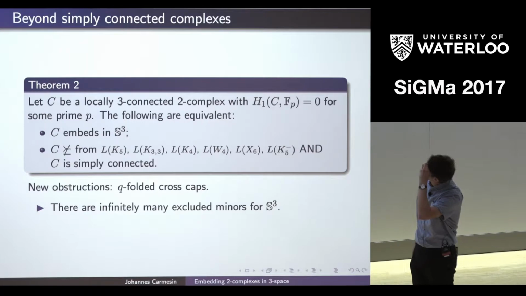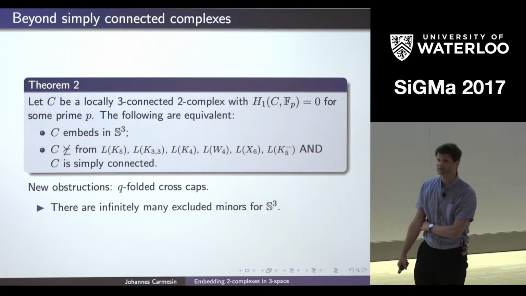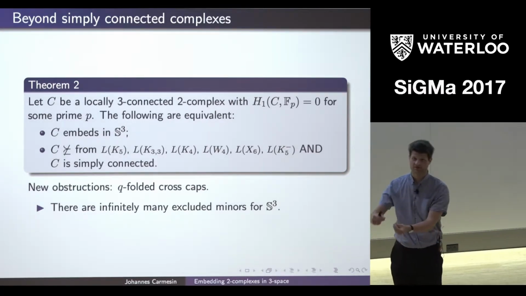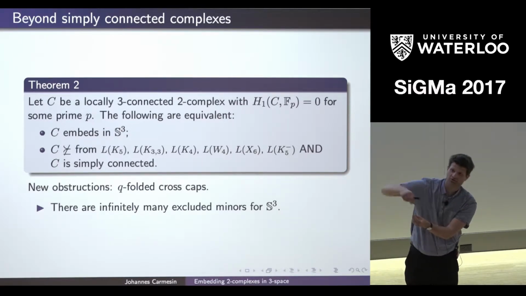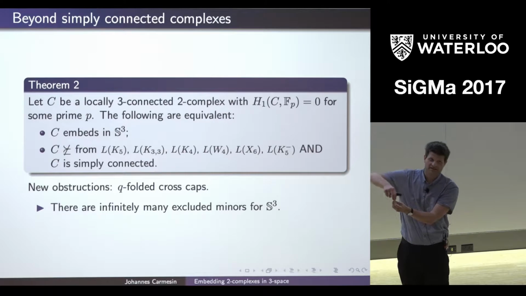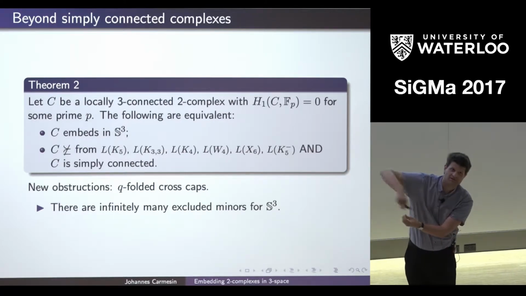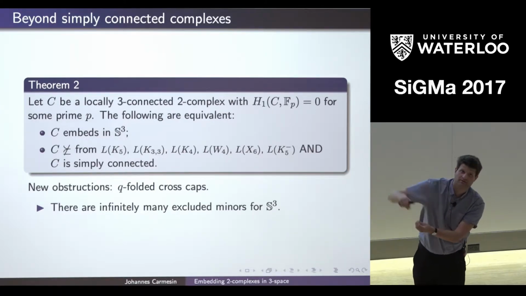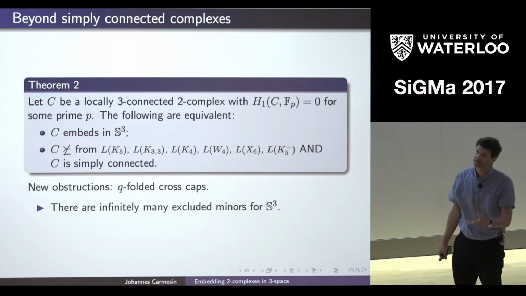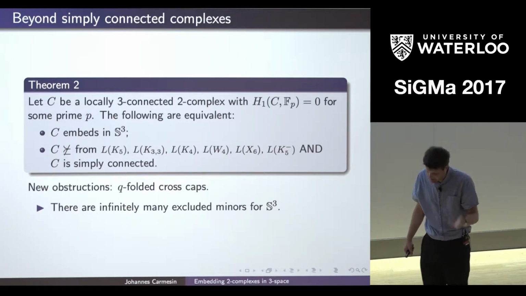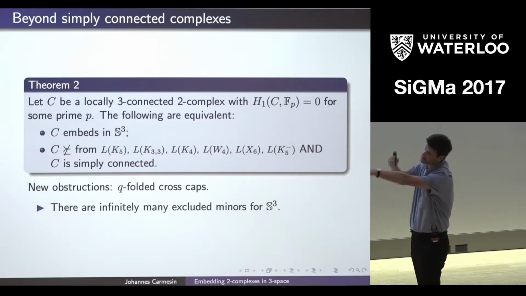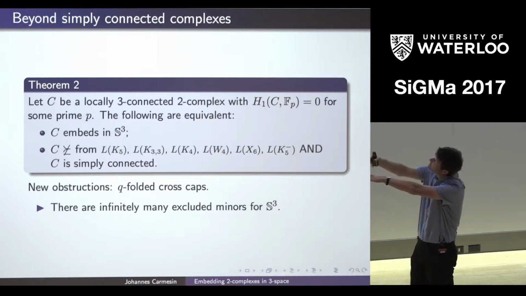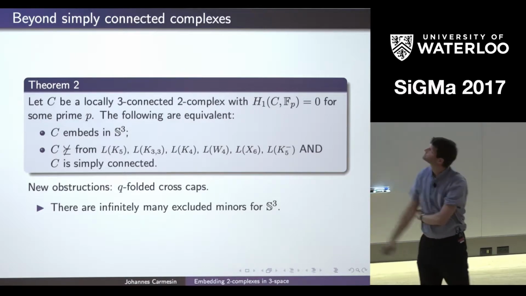Right, and already in this theorem, we have now infinitely many obstructions to embeddability. And they are constructed as follows. So you just have a single vertex. You just have a single edge, which is a loop. And now you attach a face to it, which q times traverses that edge in the same direction. Right, so that's now, for q greater than 2, an infinite list of obstructions. So in general, there must be infinitely many excluded minors for the 3-sphere.